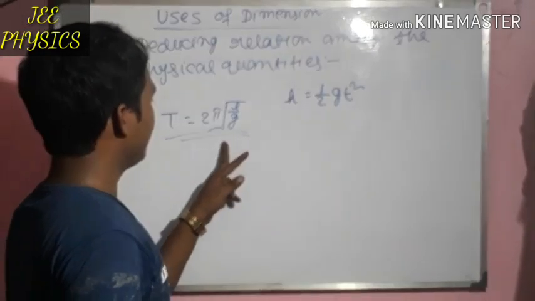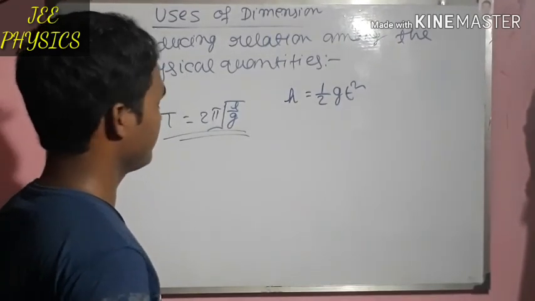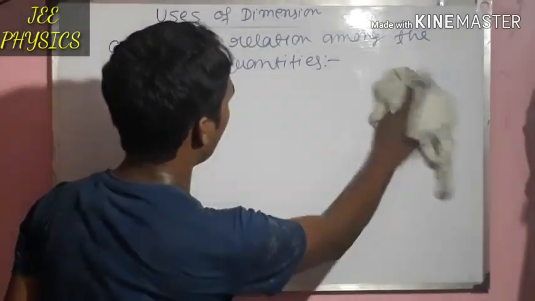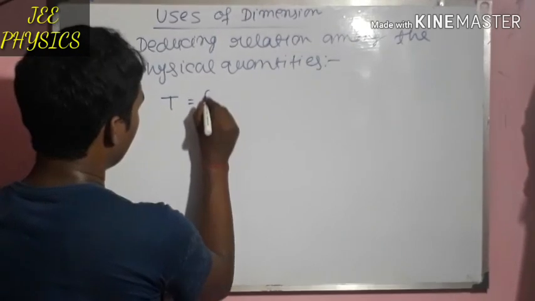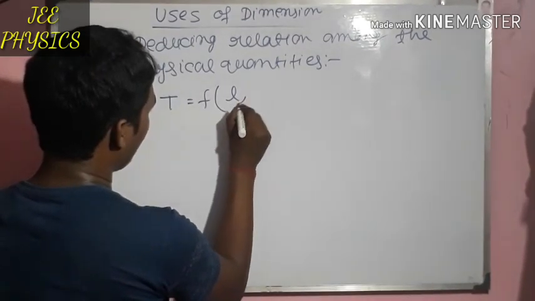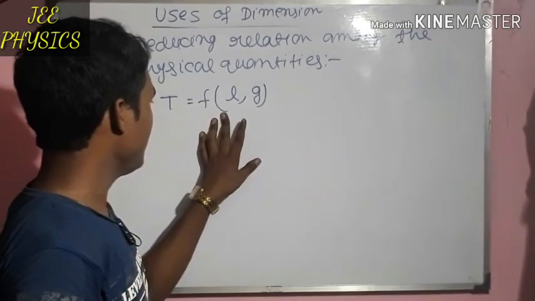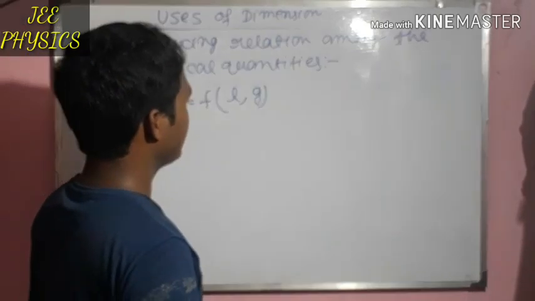We can find that dependency using dimensional analysis. So forget the relation first. Let's say I don't know the relationship of time with length of a pendulum and acceleration due to gravity. We know only that time period depends on length of pendulum and acceleration due to gravity.